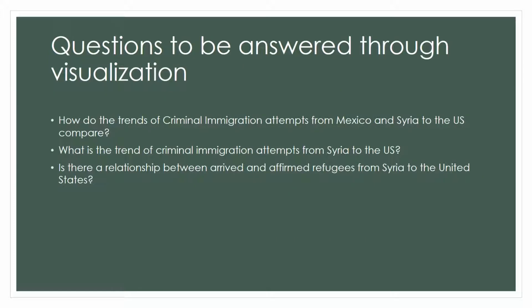Questions to be answered through visualization. How do the trends of criminal immigration attempts from Mexico and Syria to the United States compare? What is the trend of criminal immigration attempts from Syria to the U.S.? Is there a relationship between arrived and affirmed refugees from Syria to the United States? These questions relate to what the masses perceive to be the biggest threats to the security of our nation today. I wanted to explore these questions to get a handle on how worried Americans should be about immigration.